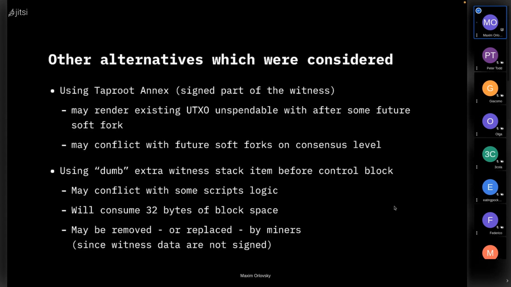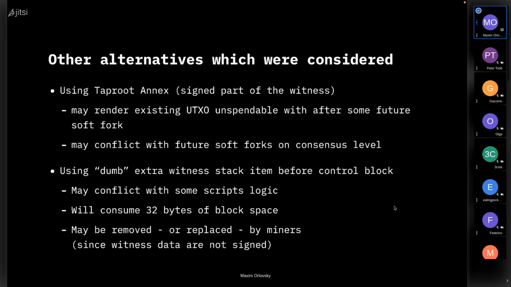So I spent some time considering other alternatives, like using for Taproot outputs an annex field, which is the signed part of the witness. It wouldn't work because with a future soft fork, the use of annex will most probably change, and we will end up with some outputs created today not being spendable in a year from now. So you create a channel or do a transaction, and later you find out that this transaction can't be used because of the consensus rules. Basically, because it can conflict with future soft forks on the consensus level.